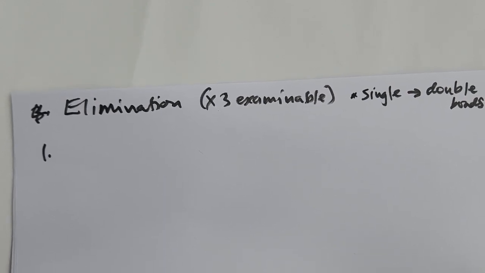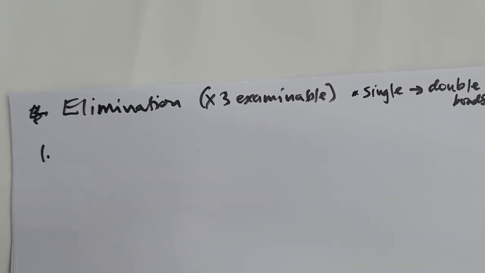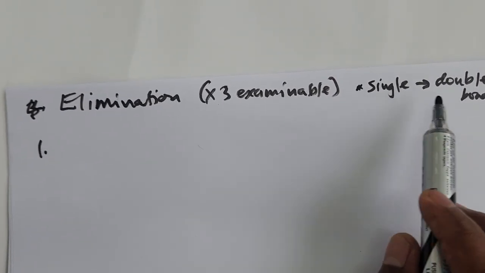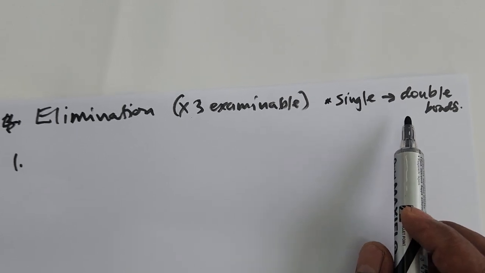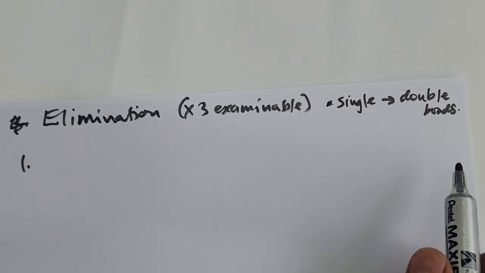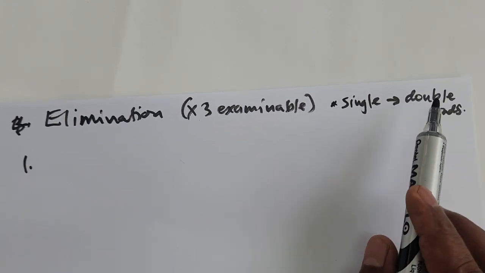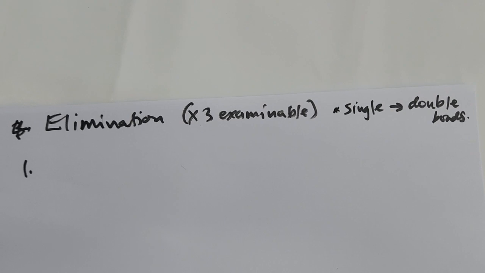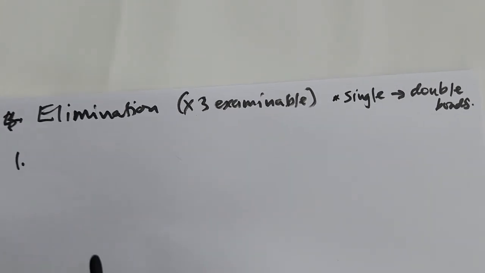This is elimination. Elimination also, we have got 3 examinable reactions. Take note of this one. In elimination we are talking about when you move from single bonds to double bonds. So the product will always have a double bond. The byproducts are not a problem, but one of the products must have a double bond.